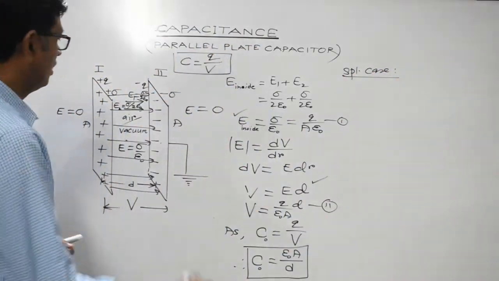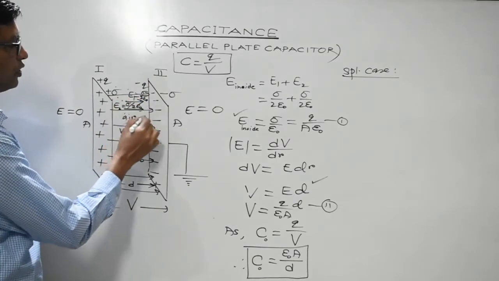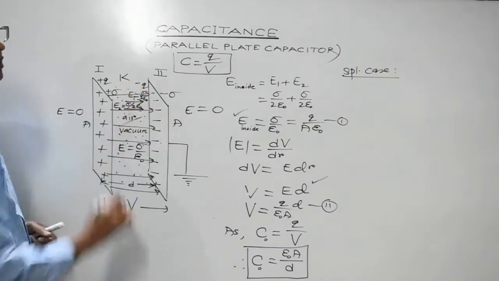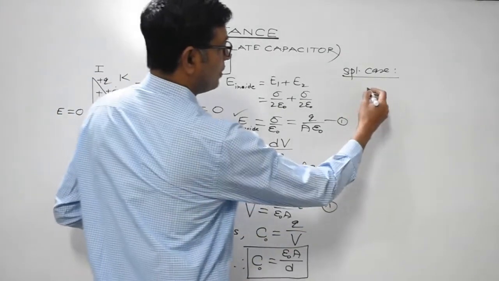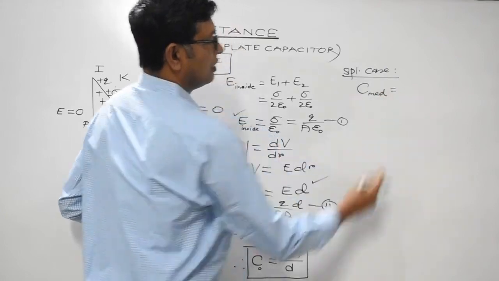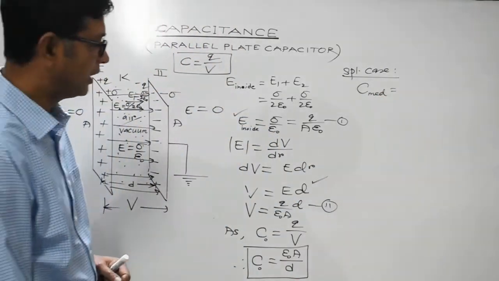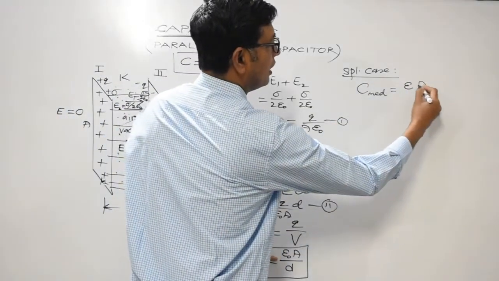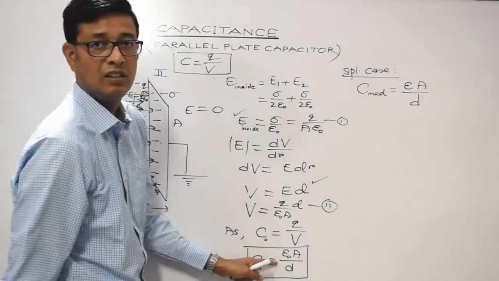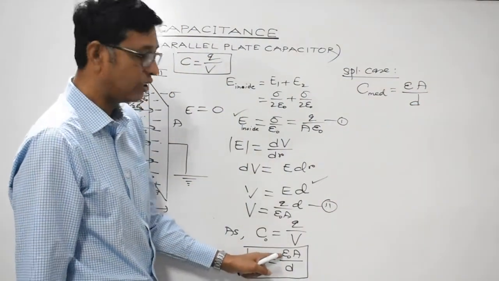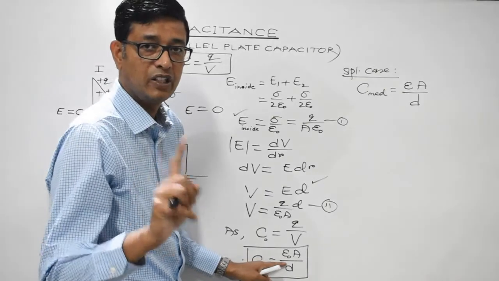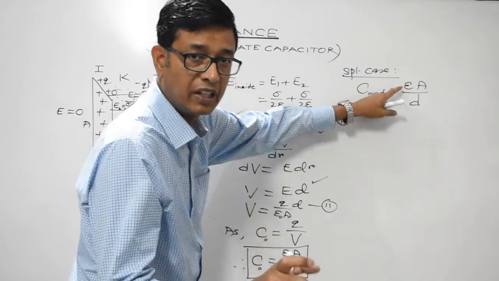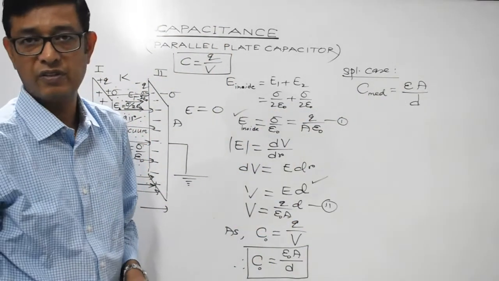Suppose the space between the two plates is filled with some medium of dielectric constant K. In that case, if any medium is inserted in the space between the plates of the capacitor, the formula for the capacitance would become epsilon A by d. These two terms, A and d, will remain constant. The only thing to be done is that in place of epsilon naught, which is the absolute permittivity of free space, we replace it by epsilon, which is the absolute permittivity of the medium under consideration, right?